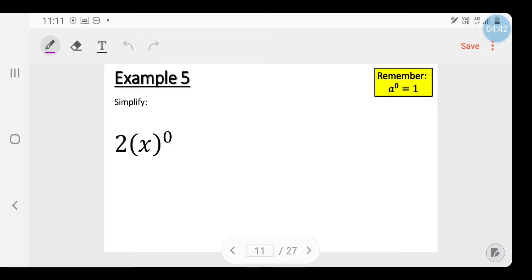Okay, well here we have some brackets, but used in a slightly different way. These brackets are actually unnecessary. I just put them in there to confuse you. The thing that is raised to the power of 0 is the x on its own. So x to the power of 0 equals 1. 2 out the front means 2 multiplied by that thing. So this equals 2 times 1, which equals 2.